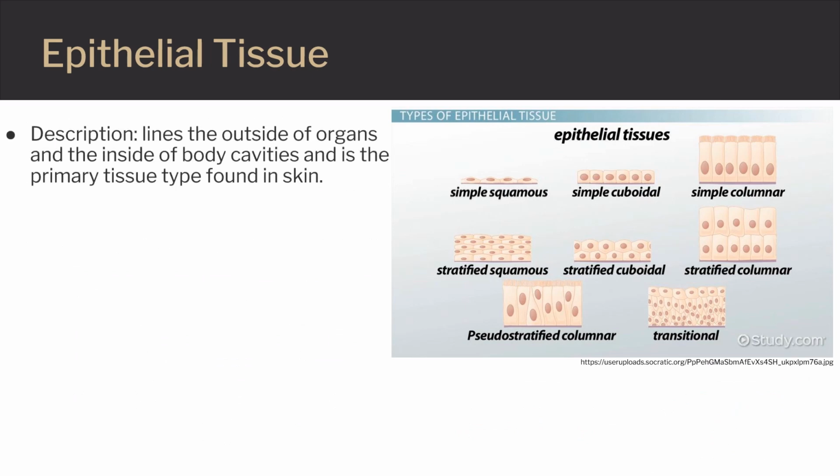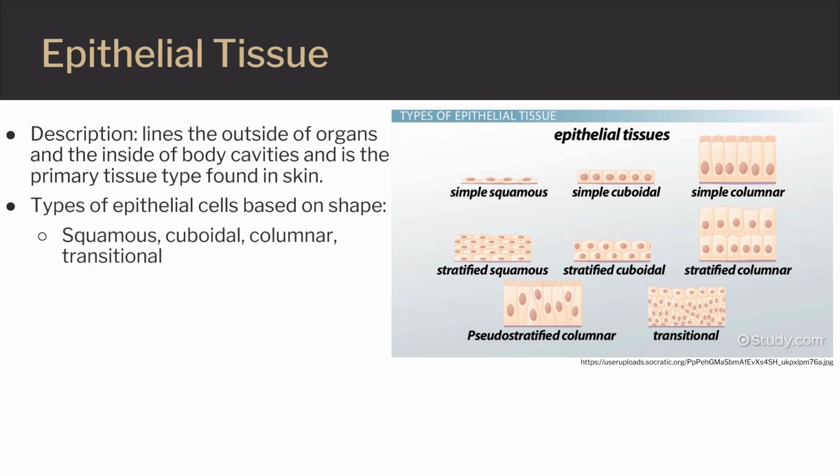Epithelial tissue lines the outside of organs and the inside of the body cavities, and it's the primary tissue found in the skin. Epithelial cells can be classified based on shape: squamous, cuboidal, columnar, and transitional epithelial cells.